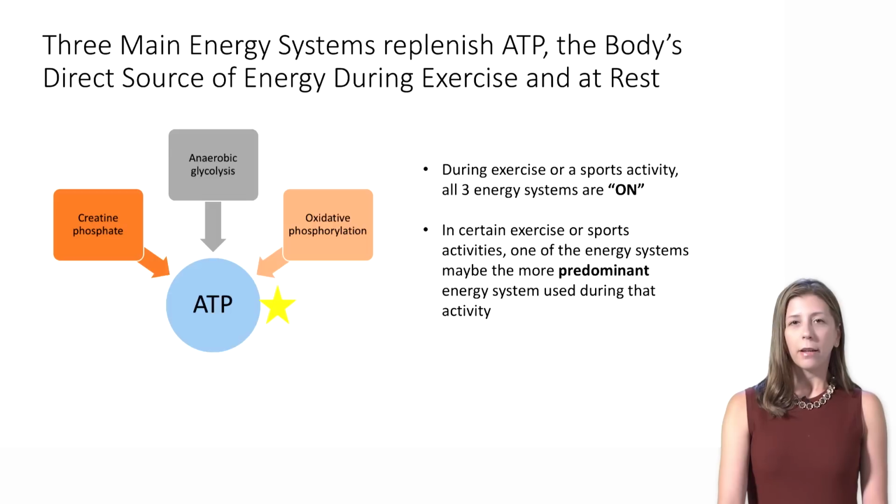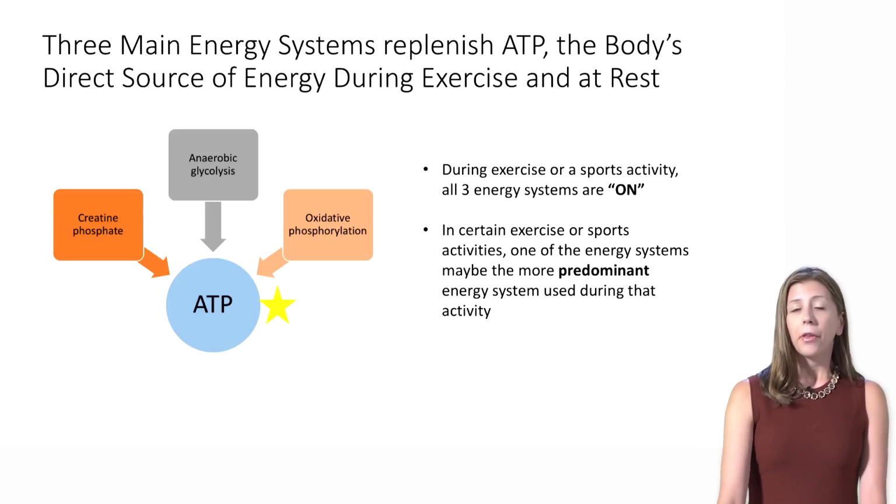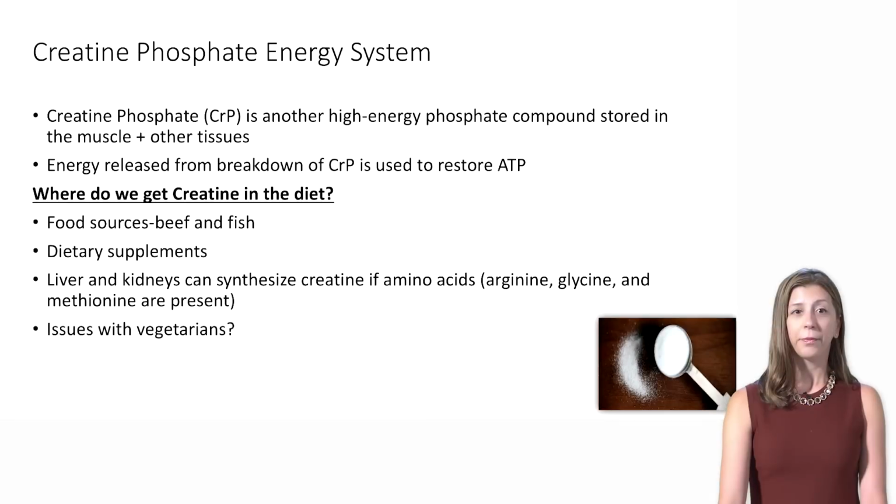However, you can always think of them in the background. All three of those are on. They just shift into gear depending on the activity type that you're doing. So the three that we're going to focus on today are creatine phosphate, anaerobic glycolysis, and oxidative phosphorylation. We'll start with the very first one, the creatine phosphate energy system.